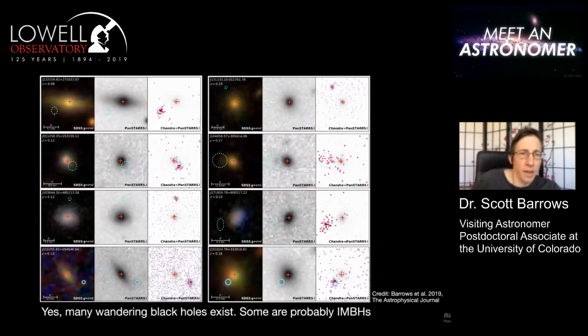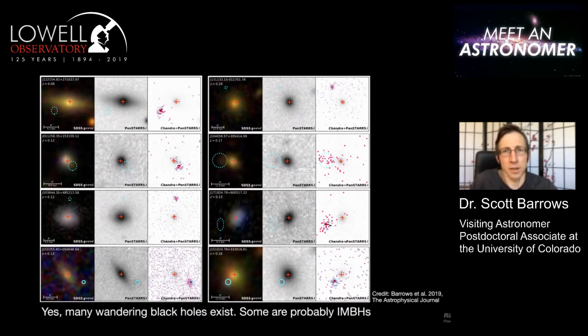That's some of the work that we've been doing recently, looking for many of these things. I'm showing here multiple panels of many of these wandering black hole candidates. In each row of figures, the leftmost panel is showing an optical image of a galaxy. The middle panel is showing the image of the galaxy through just one filter. It's not a color image. And then the rightmost panel is showing an X-ray image.